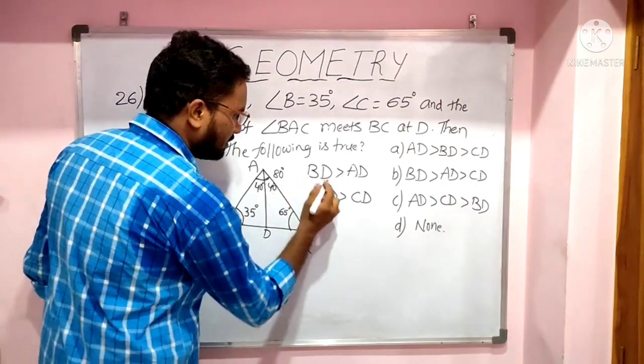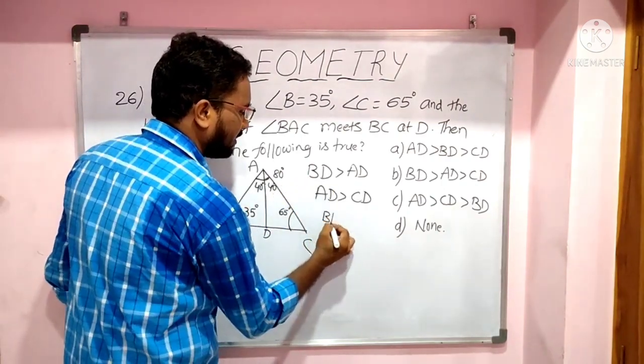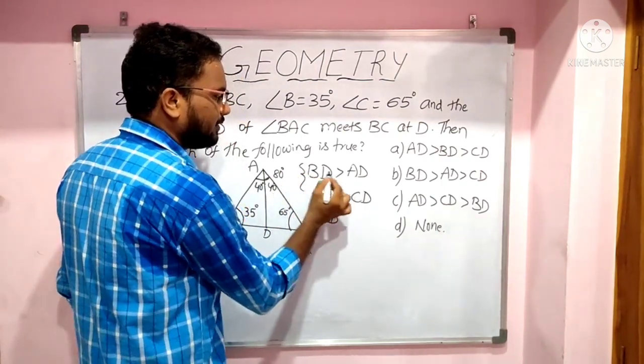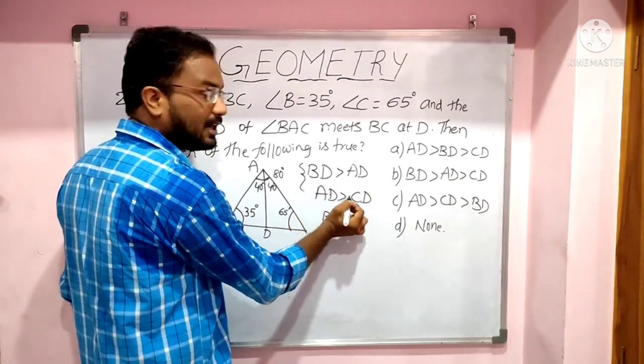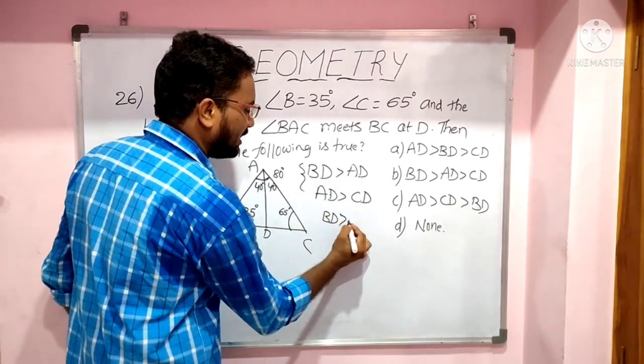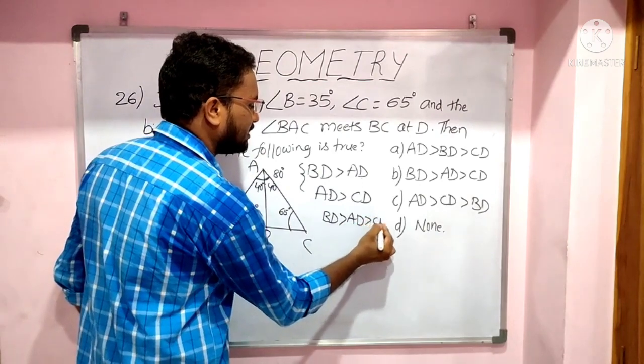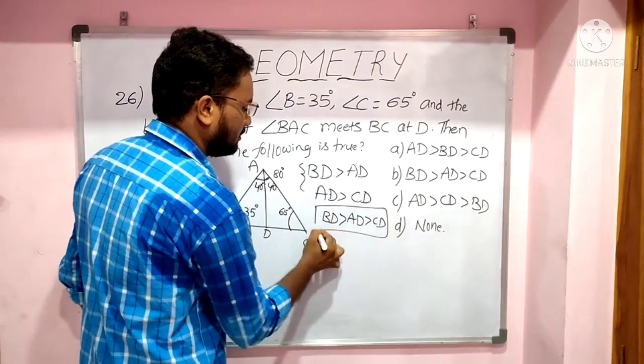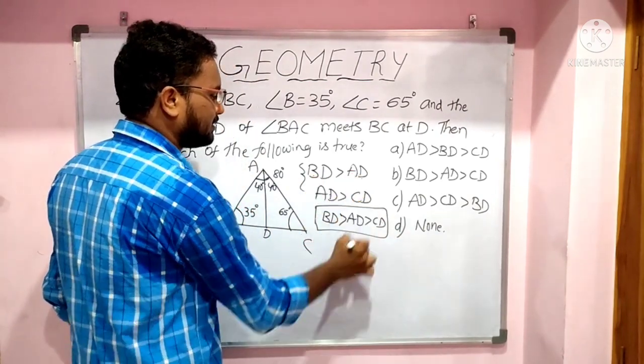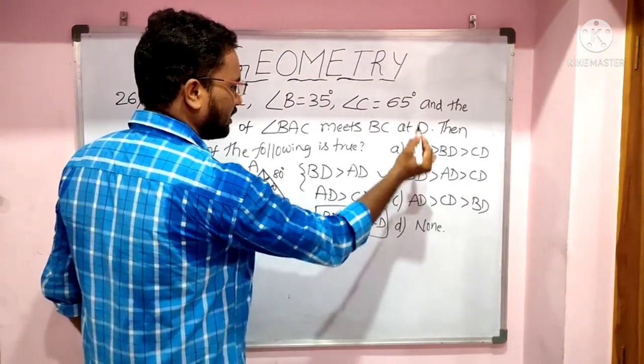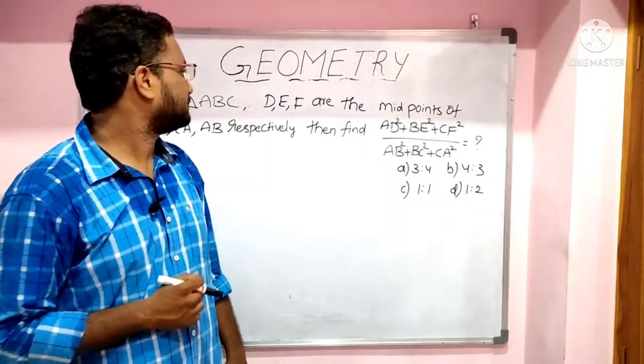So from these two, we have BD is greater than AD and AD is greater than CD. So BD is greater than AD is greater than CD. So the answer is the second option. Next problem.